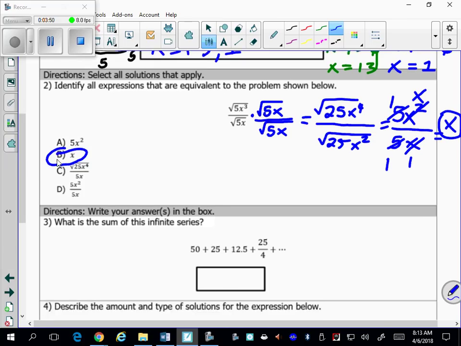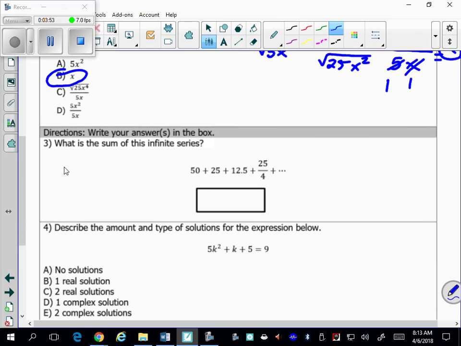Number 3, sum up the infinite series. Anytime you see an infinite series, we're talking about a geometric infinite series. You look on your formula sheet, and there's a formula with the infinity symbol. You go into that formula: first term divided by 1 minus the common ratio. To find the common ratio, you take the second term and divide by the first term. 25 over 50 reduces down to 1/2 or 0.5.